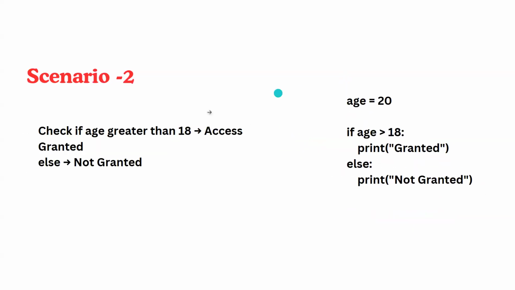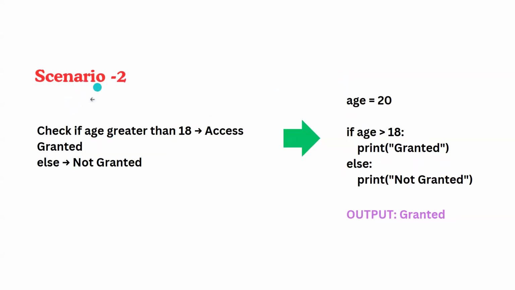Now, so this was all around if else. The scenario two was what we just discussed: check if age is greater than 18, print access granted, or else not granted. So this particular code we have just discussed. Now let's go to scenario three.